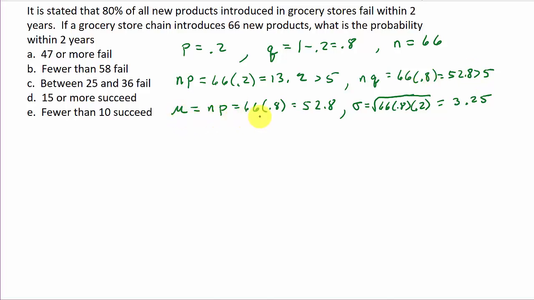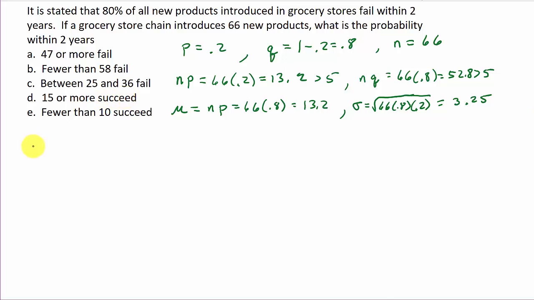Now our mean, n times p, is 13.2. Our standard deviation is not going to change. Yes, this will be 0.2 and this will be 0.8, but it's still going to come out the same when you multiply them. Okay, so now we can work it just like we did for the failure.